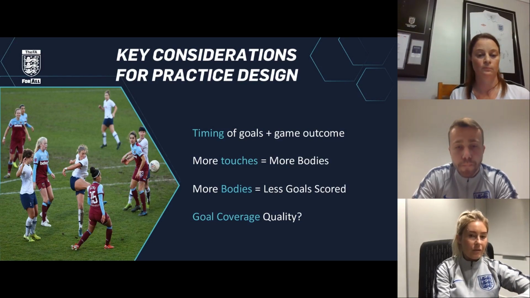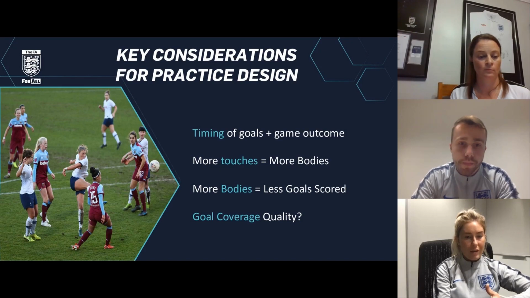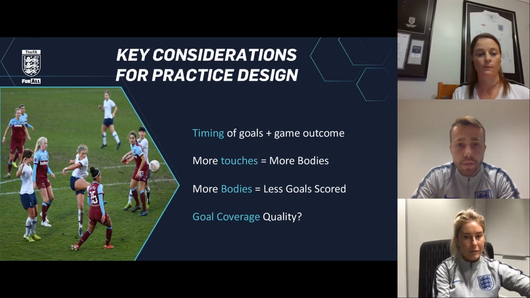And then the actual quality of the coverage of goal. So where are we distributing players? Are players aware of where they are on the pitch? Are they conscious around where they are on the pitch and the impact that can have on the likelihood of scoring goals? So I think that's also a really important point. They're just the key points so far of what we've discussed, really.